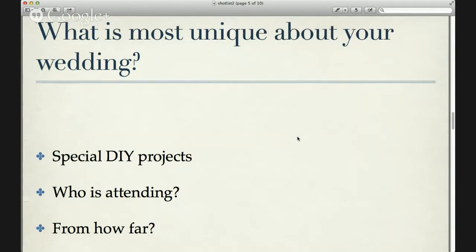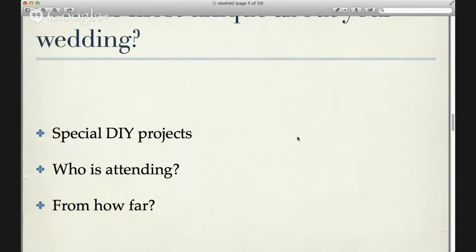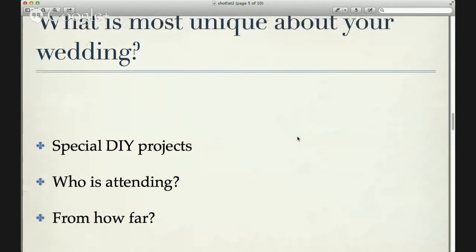Another unique thing about your wedding might be the distance people are traveling, especially if it's a destination wedding. So one of the weddings we did, I think it was in December or January, she was from Kansas City and he was from Sweden. And they were living in Sweden, so they decided to somewhat split the difference and get married in Jamaica. So there were people coming from all over the world. And that's another good one where a scavenger hunt would be good, or having people take photos and videos.